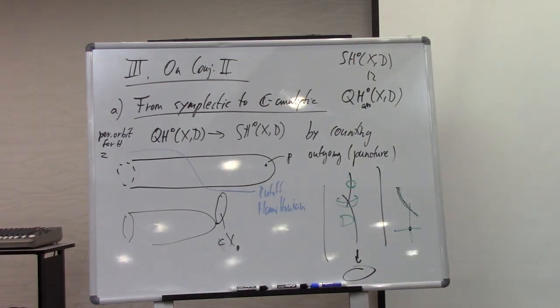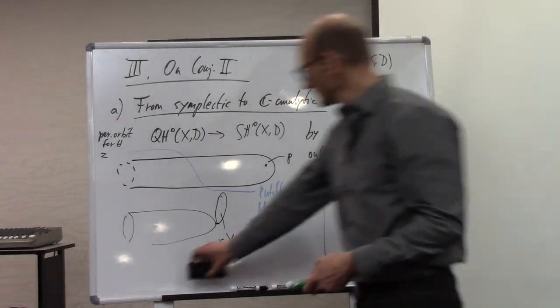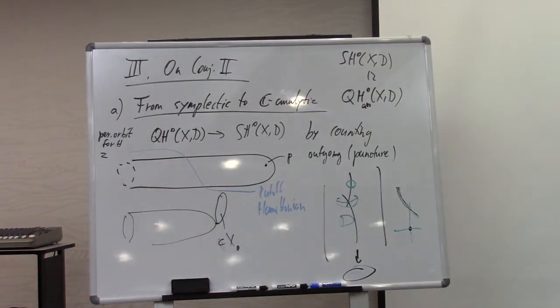And the pair of pants product, well, to show it's a ring homomorphism, you have a similar idea in how to connect two incoming things with one outgoing thing. So for the ring homomorphism, you have to study diagrams like this. I have to object that somehow this was set up by Fukaya-Ono 20 years ago.